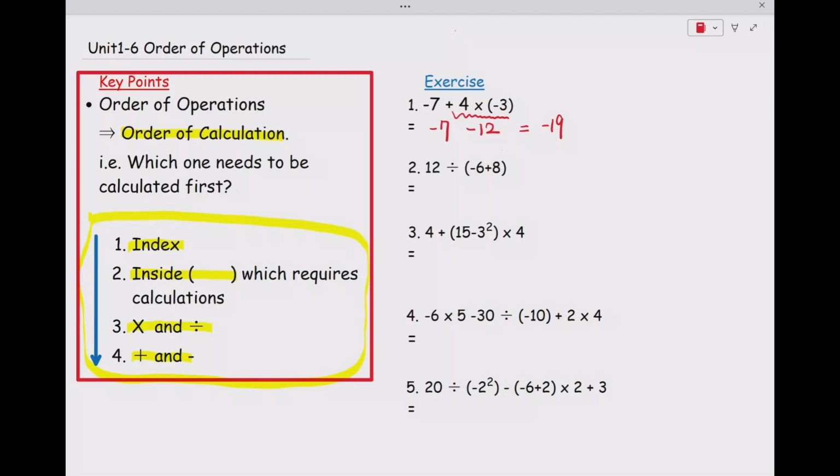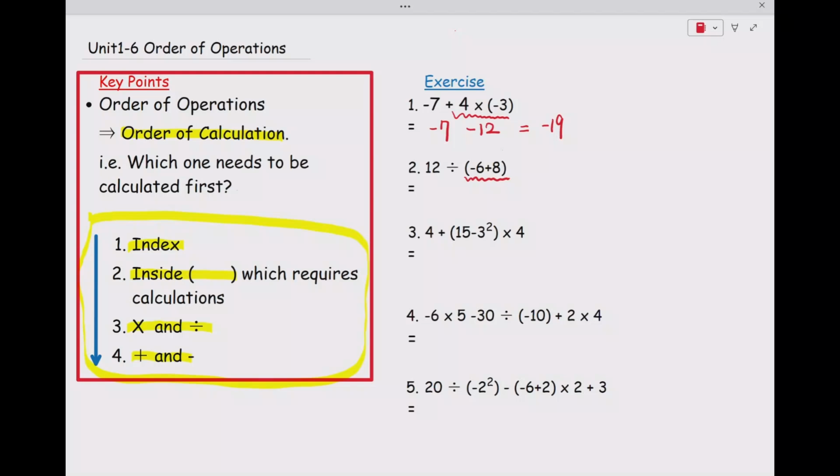Looking at this question, there are no indices. Next, how about brackets that requires calculations? Yes, there is. It's bracket -6 plus 8. So, you need to calculate the inside of the brackets first.